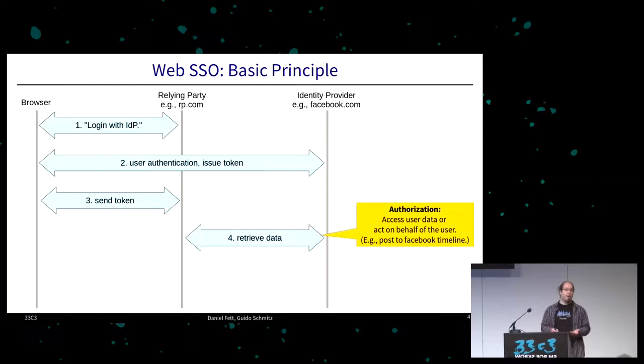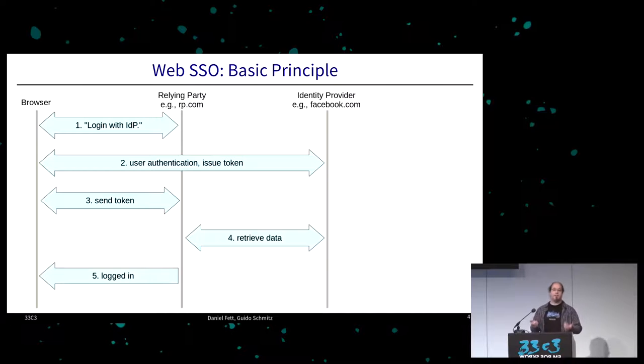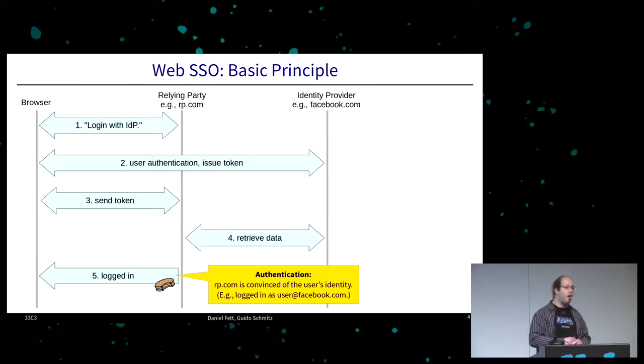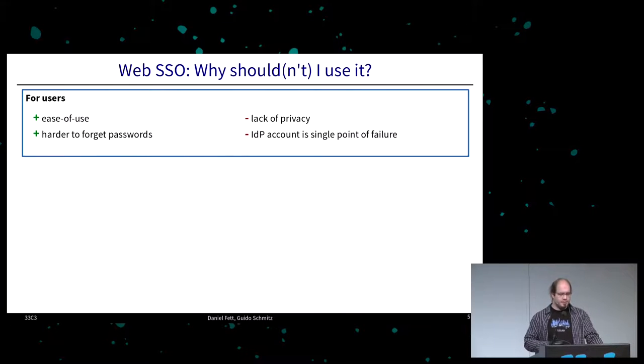For example, the relying party can use this token now to post on your Facebook timeline or read out your friends list from Facebook. And the relying party can also retrieve some unique user identifier and then consider you to be logged in with that user identifier. And this is authentication. Then the RP can set, for example, some session cookie and remember that this session belongs to this user.